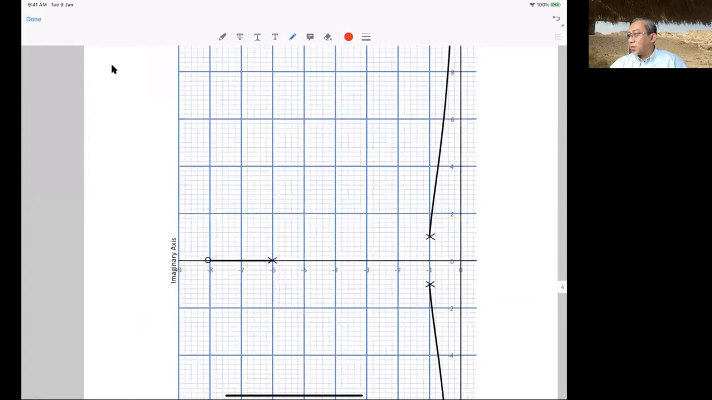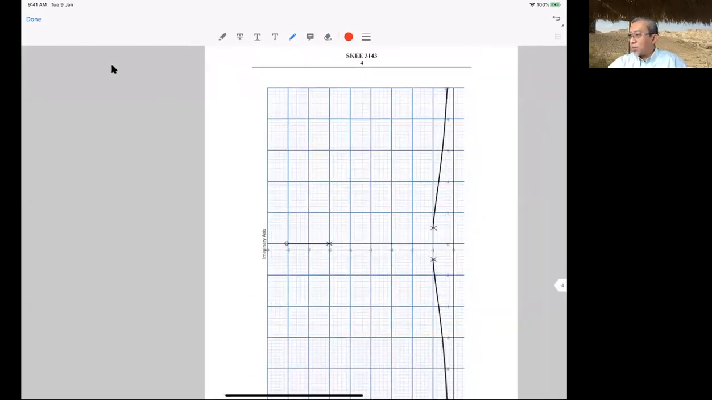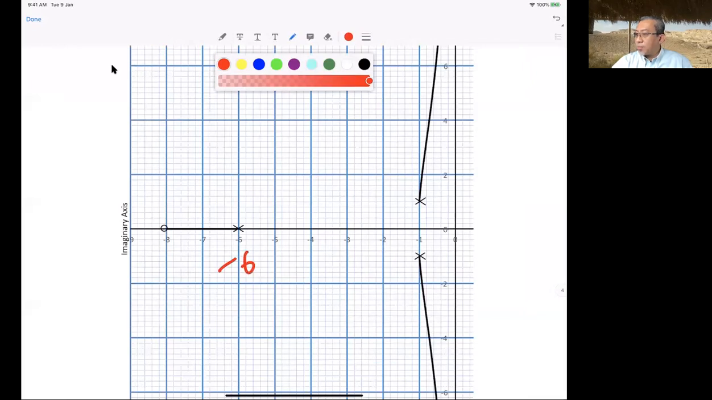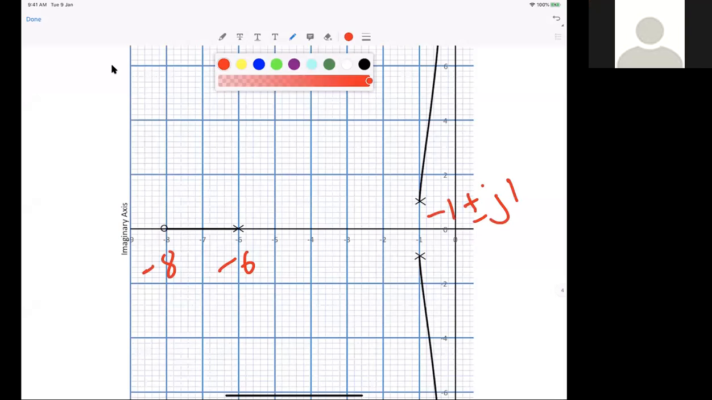Boleh kecilkan tak? Tangan saya boleh kecil tapi dia tak boleh kecil kat sini. Kalau tengok dekat situ, apakah pole dia? Ni kan? Minus 6. Negative 6. Ni minus 8 zeros kan? Yang ini minus 1 plus minus j1. Betul? Senyap je. Halo? Betul. Takut saya.